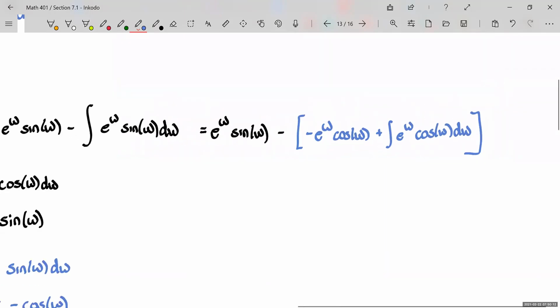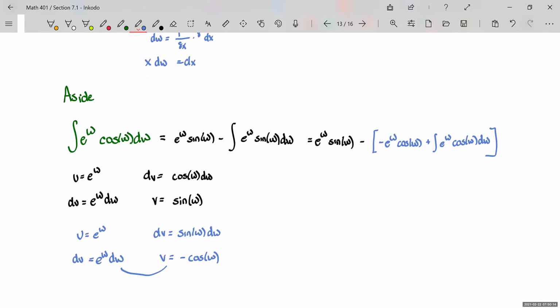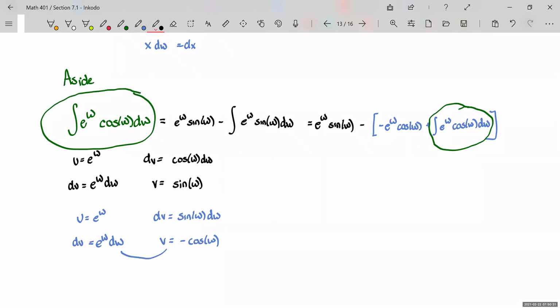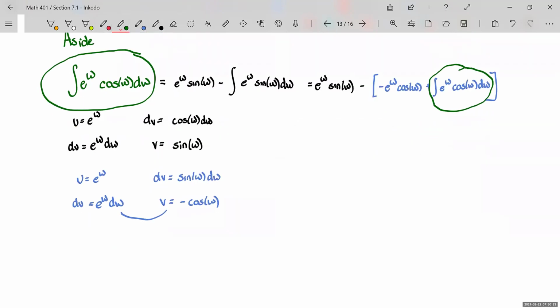Okay. So we get that the original integral, not the original, but the original green integral right here, ends up being a sum statement involving itself. So let's go ahead and clean that up just a little bit. I don't need to do a ton of cleanup. And in fact, in this case, I'll go ahead, maybe down here, integral e to the w, cosine of w, dw.